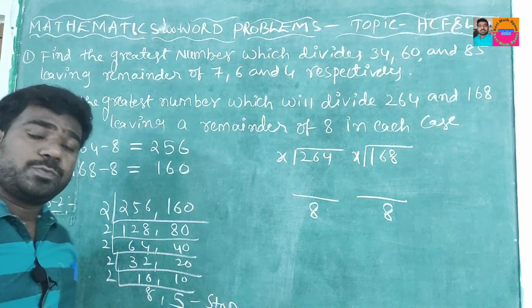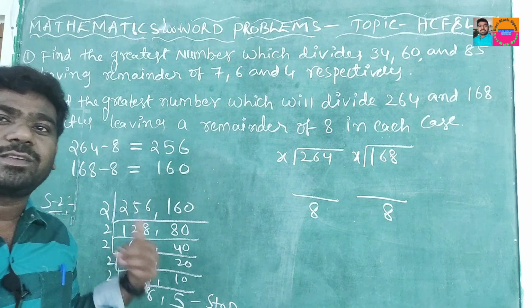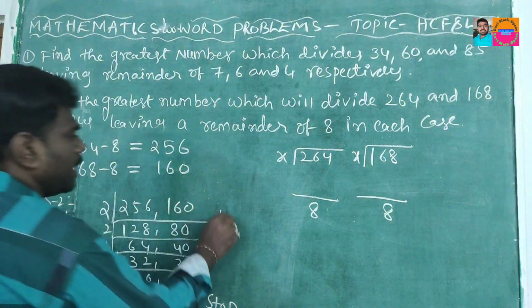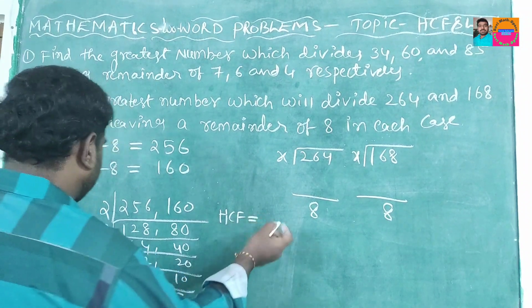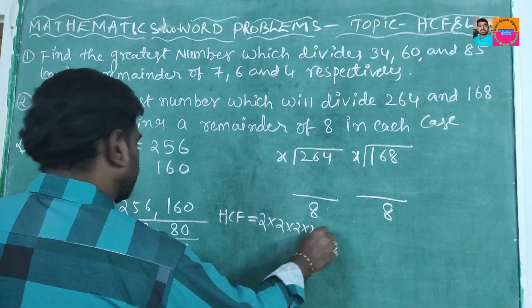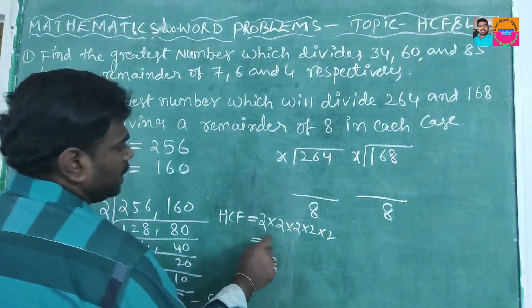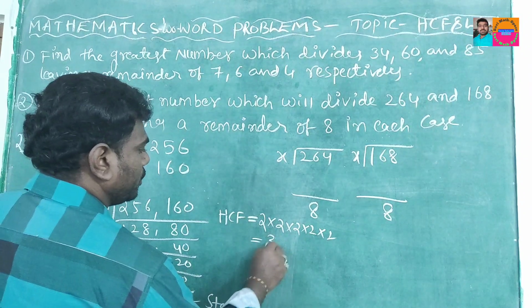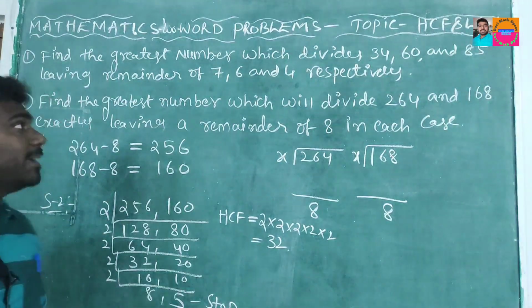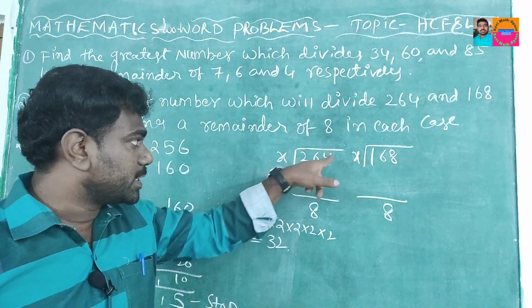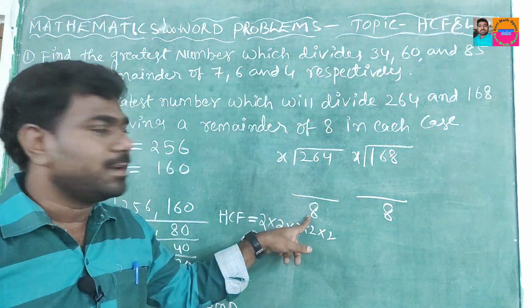The two numbers should have a common factor except 1. Now HCF is equal to what here? 2 into 2 into 2 into 2 into 2, which is 2 to 4, 4 to 8, 8 to 16, 16 to 32. So 32 is the greatest number that divides 264 and leaves remainder 8.